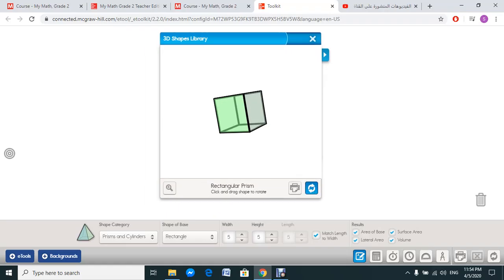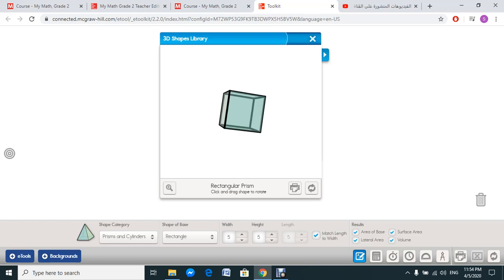Today we're going to learn new things about the three-dimensional shapes that we talked about before. So stay with me. The first thing we're going to learn is the face of the three-dimensional shape. Now this is the face, which means the sides of it.